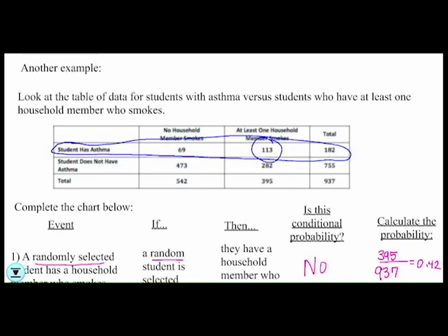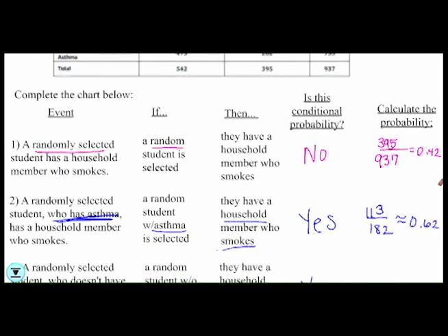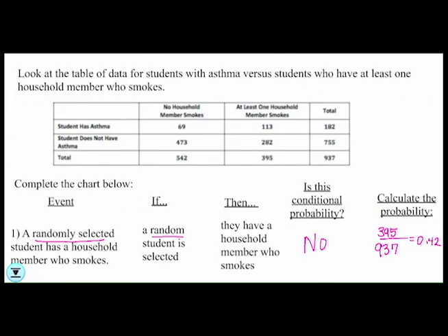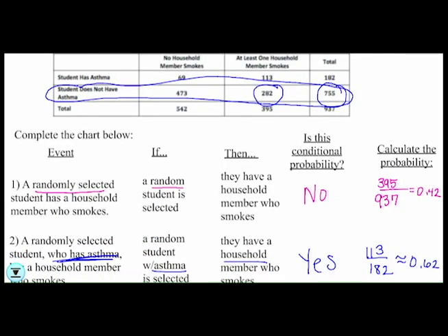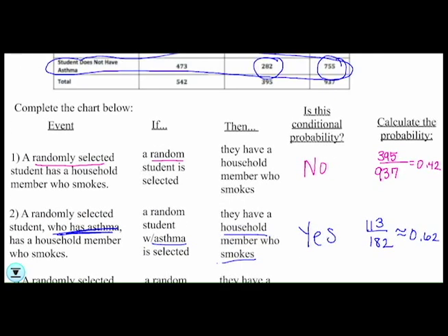Let's go up here to look at the information we need. So we don't need this anymore. Now we're looking at students who do not have asthma. So now I'm looking at this other row. Out of these total students, out of 755, I want to look at the ones that do have household members who smoke. So 282 out of 755.